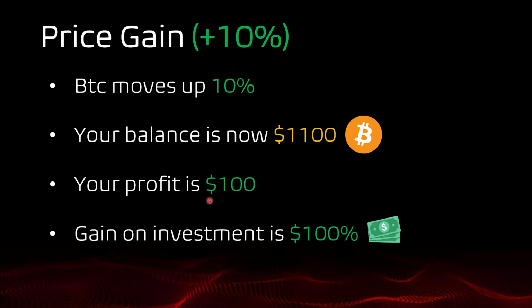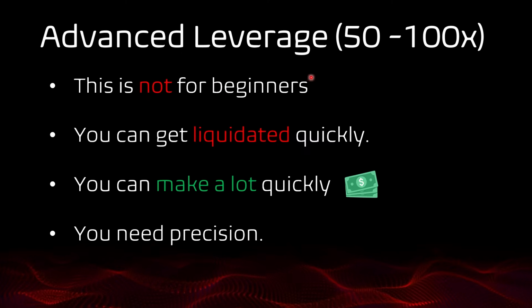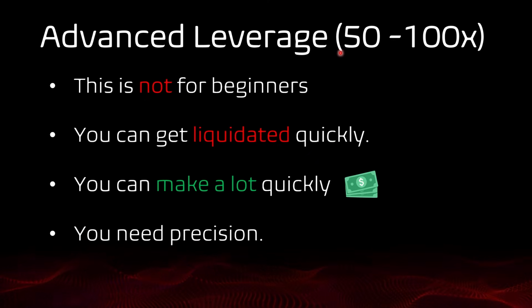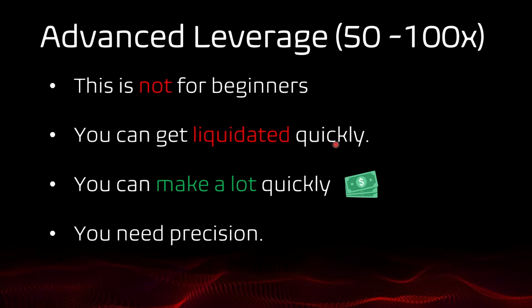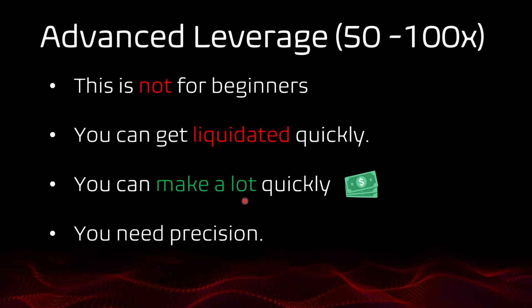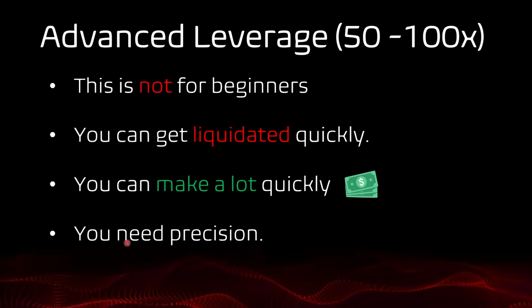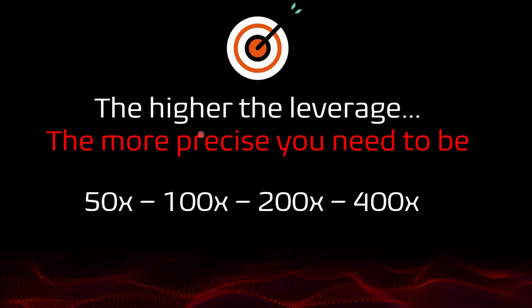But of course, if Bitcoin moves up 10% during the time of your long position, now you're going to be up 100%. Another thing that people talk about is the fact that you can have advanced leverage. And I would say that anything above 10x leverage is what I would call advanced leverage. This leverage is not for beginners and you can get liquidated very quickly. However, you can make a lot of money very quickly. And I would say for these bets to be made, you need precision and a lot of liquidity. This is because the higher leverage you use, the more precise you need to be.